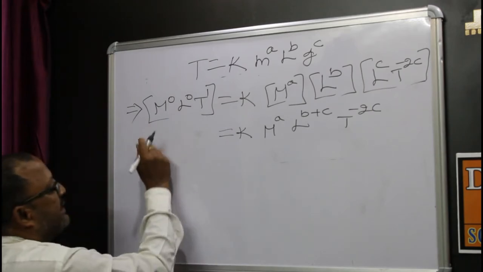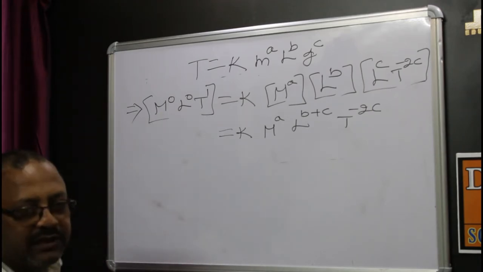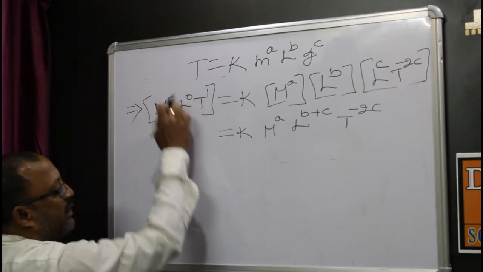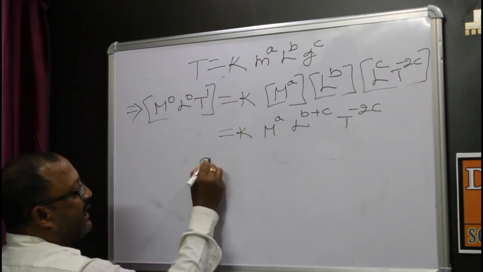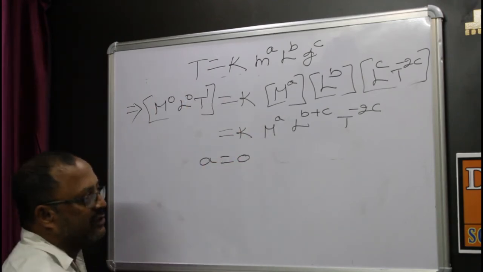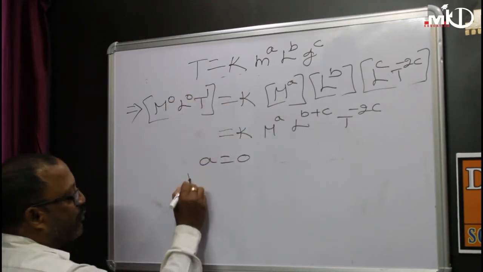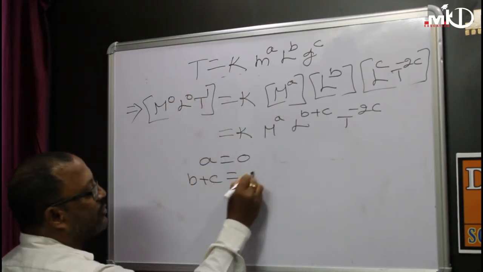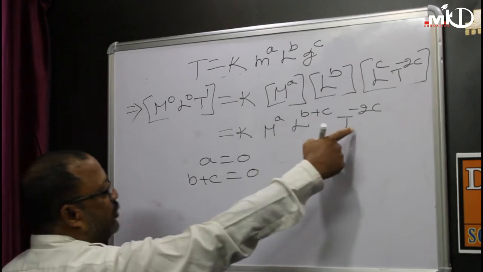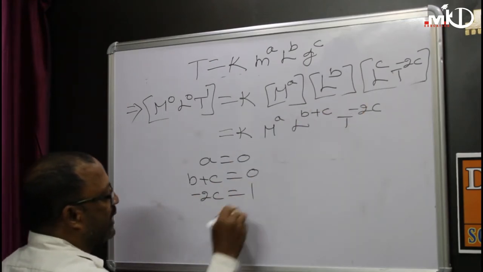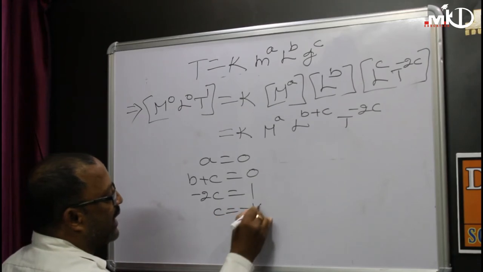By equating the indices of both sides, that is LHS and RHS, we find that M to the power 0 equals M to the power a, so a is equal to 0. L to the power b plus c equals L to the power 0, therefore b plus c is equal to 0. Next, the third one, T to the power minus 2c, that is minus 2c is equal to 1. So c is equal to minus half.